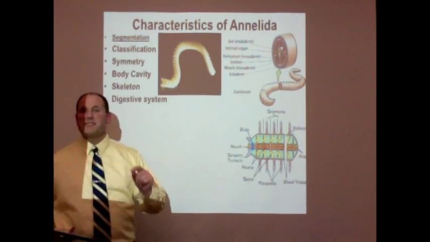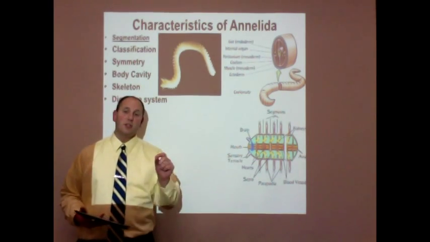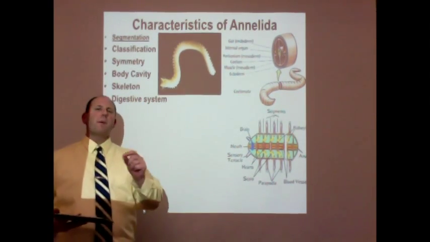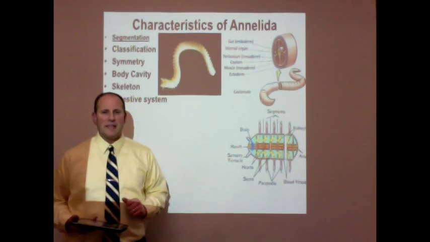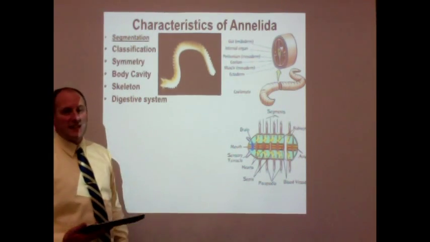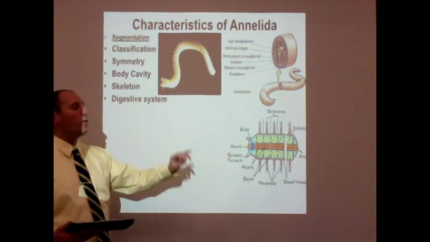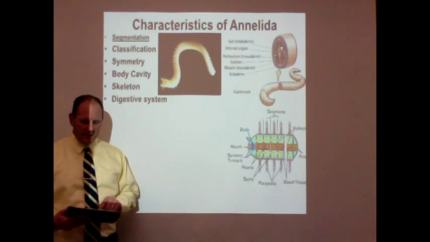Their digestive system is very unique. They do have a one-way gut. We'll talk about the digestive system when we talk about the oligochaetes, using them kind of as an example. So, one-way gut for all of these annelids.